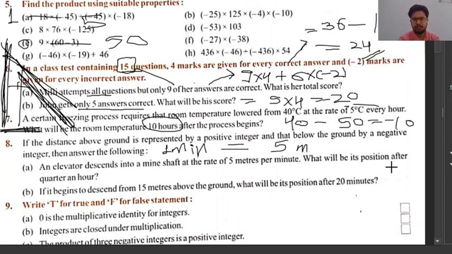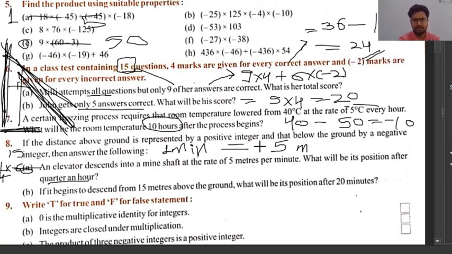Okay. What will its position be after a quarter of an hour? Quarter an hour means 1 by 4. Quarter means 1 by 4. An hour means how many minutes in 1 hour? 60 minutes. You simplify this, you will get 15. It means a quarter of an hour means 15 minutes. Okay, in 1 minute how much does it move? 5 meters.